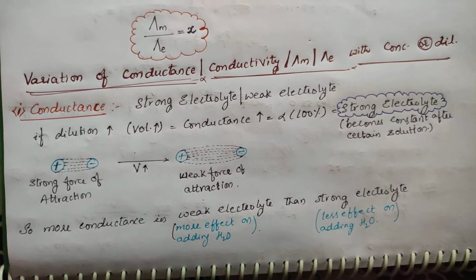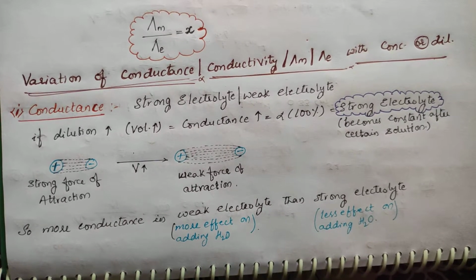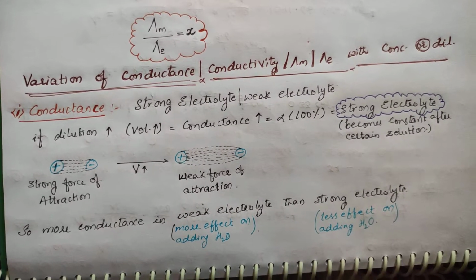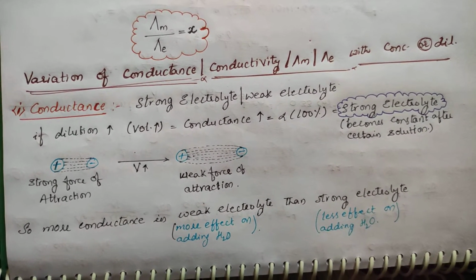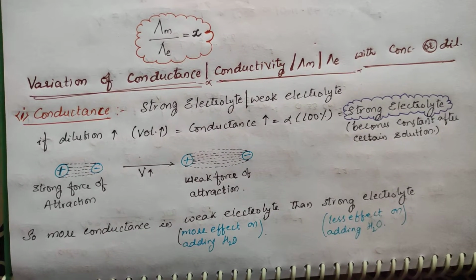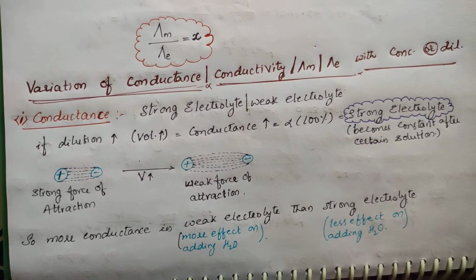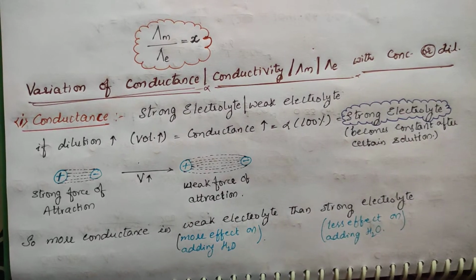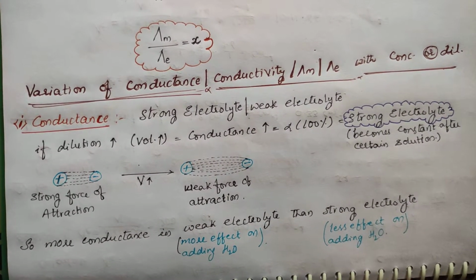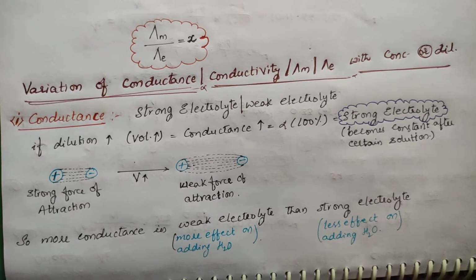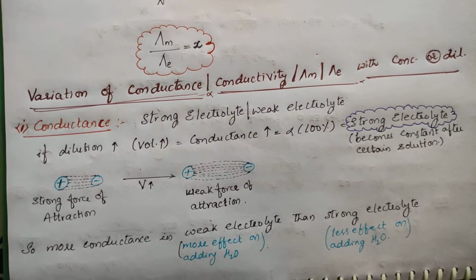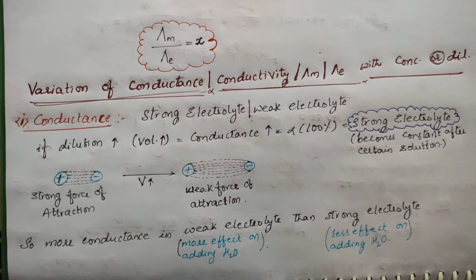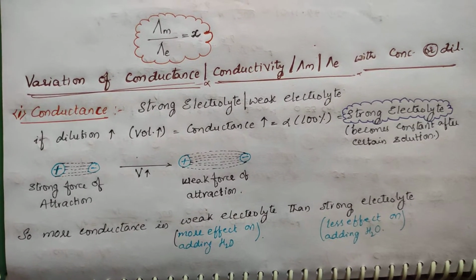If you go for the weak electrolyte, what happens? The weak electrolyte's alpha value is very small. If you go on adding water, the dissociation goes on increasing, and it does not reach a certain level at any point. For maximum conductance, the weak electrolyte should completely dissociate into ions, but it never undergoes complete dissociation even if you keep adding water to any volume. That volume is called infinite dilution. Even at infinite dilution, the conductance of a weak electrolyte goes on increasing continuously.